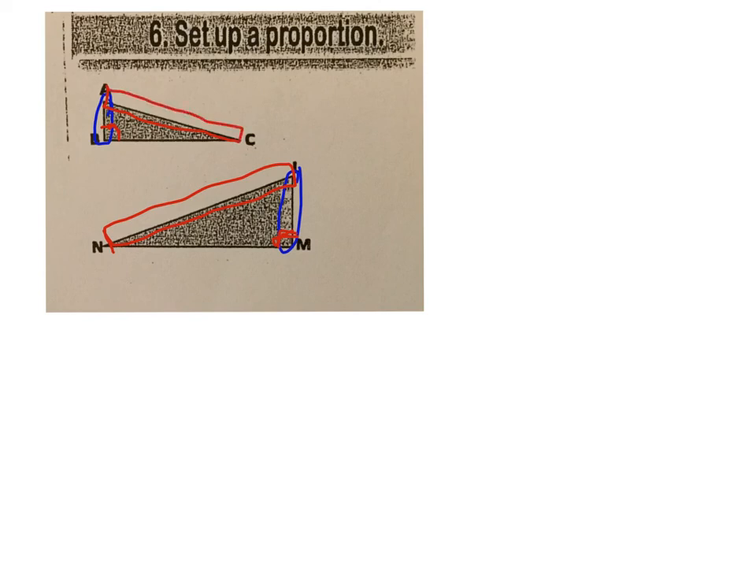So what I get is circle AB over square AC equals LM over MN. Now I could flip those if I want to. I could put AC over AB.